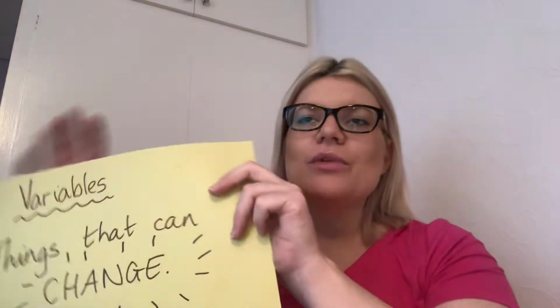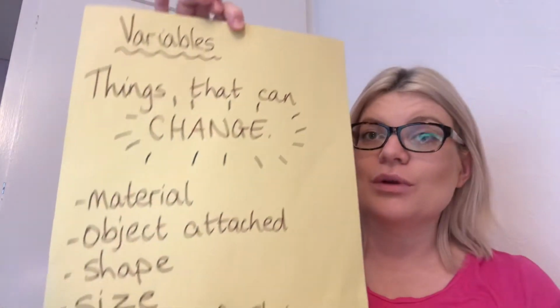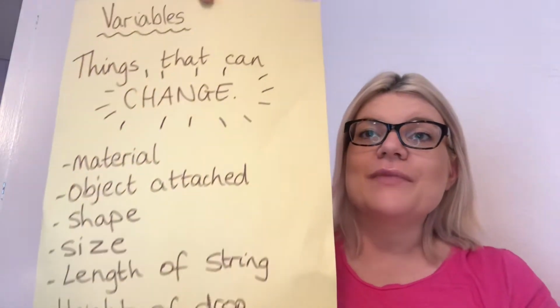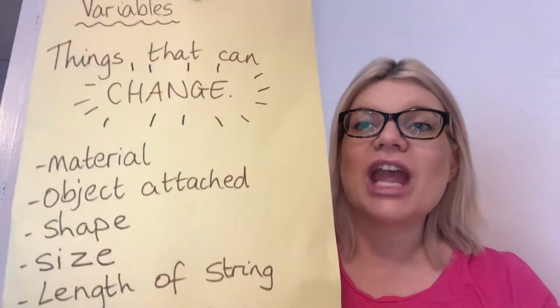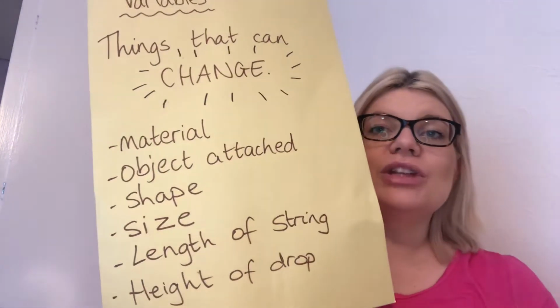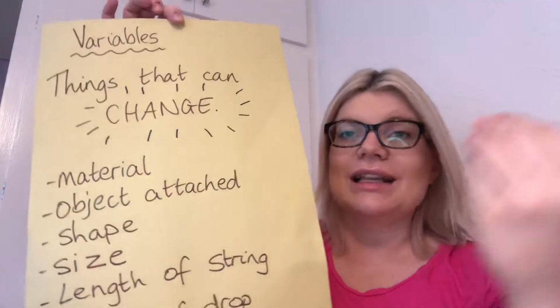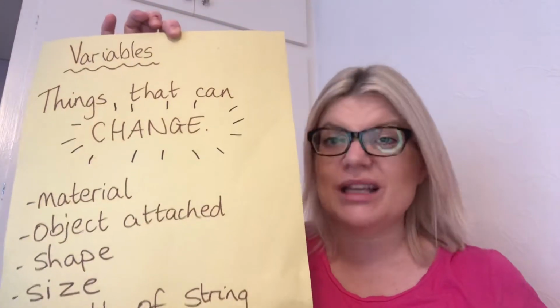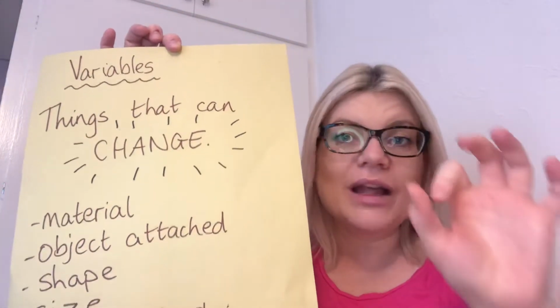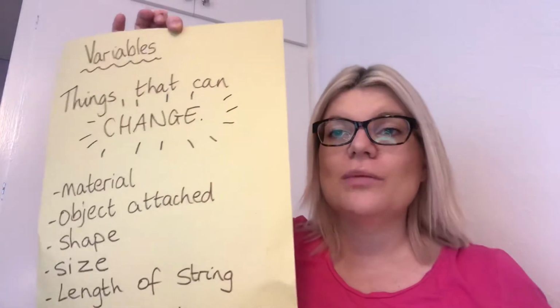Okay, so the first thing I want to talk to you about is something called variables, because when we're doing science, we're going to do it as a fair test, so we're going to talk about variables. Now, the variables are the things that change as we're doing our investigation. Okay, so you might want to change the material the parachute is made from, the actual object that's attached to the parachute. So you might want to use a Lego figure, a paperclip, a piece of plasticine. It can be anything. Okay, so you might change the object.